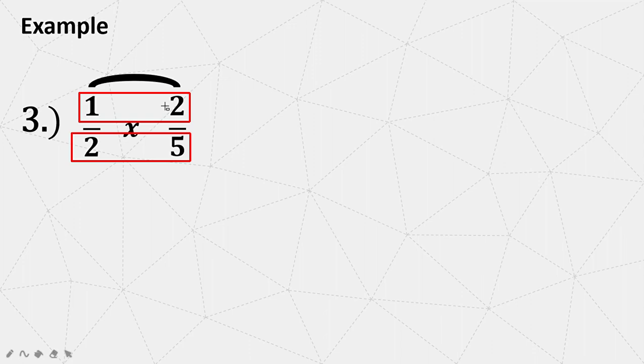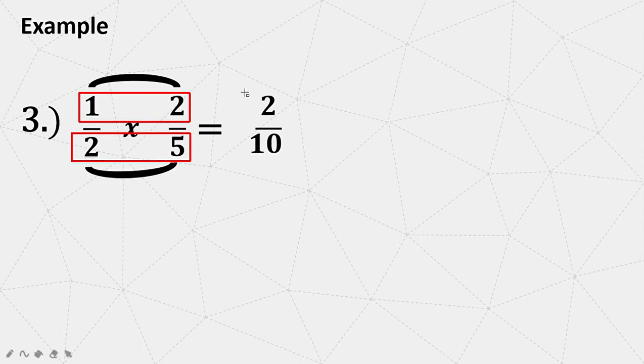Pag ganyan, ganun pa rin yung gagawin natin. Doon pa rin tayo magbabase sa steps natin or yung rule ng multiplying fractions: numerator to numerator, denominator to denominator, and simplify if needed. As you can see here, 1 times 2 is equals to 2. And for the denominator, 2 times 5 will give us 10. Now, for step number 3, we have 2/10. We know that this is a proper fraction, right? Because mas maliit si numerator kaysa kay denominator. But as you can see, pwede siyang i-simplify pa.